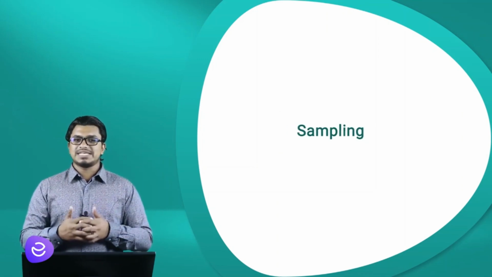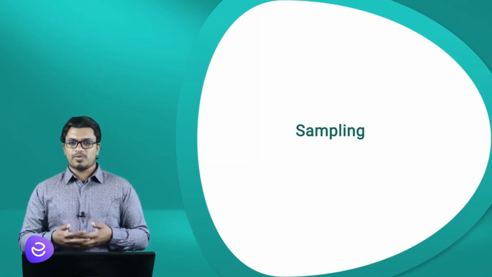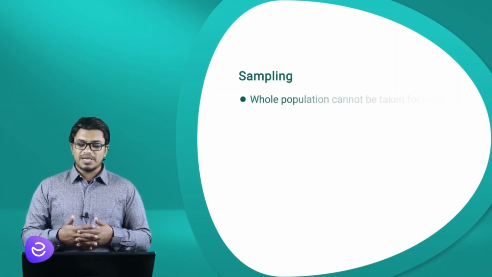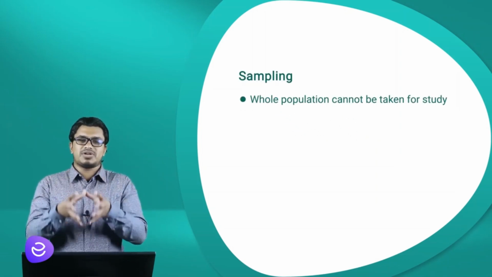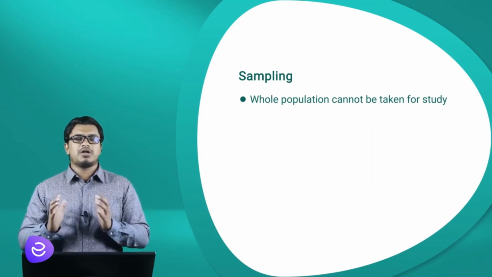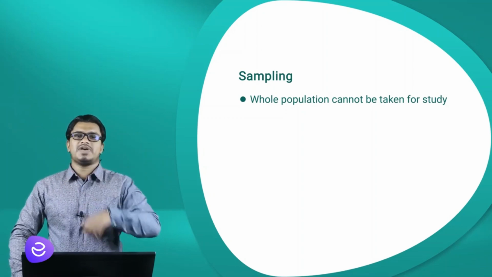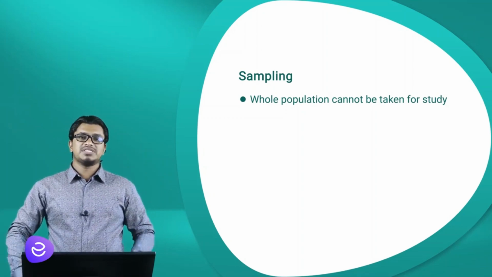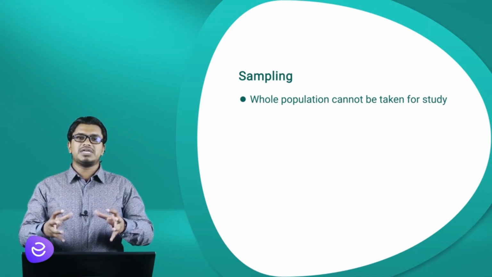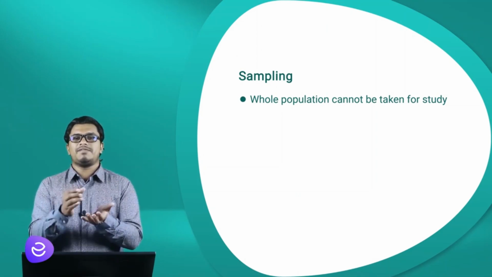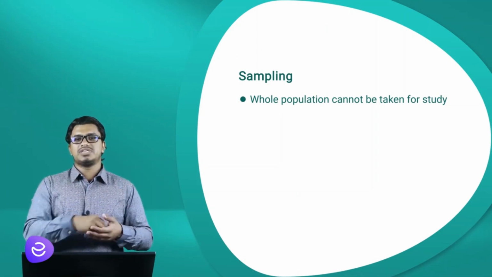The next step is sampling. It is one of the most important parts of the research methodology that we have studied. Sampling means that, while studying a research problem, the whole population cannot actually be taken for a study. For example, we are studying the customers of SBI Bank. Our population contains crores of people who have accounts in SBI.